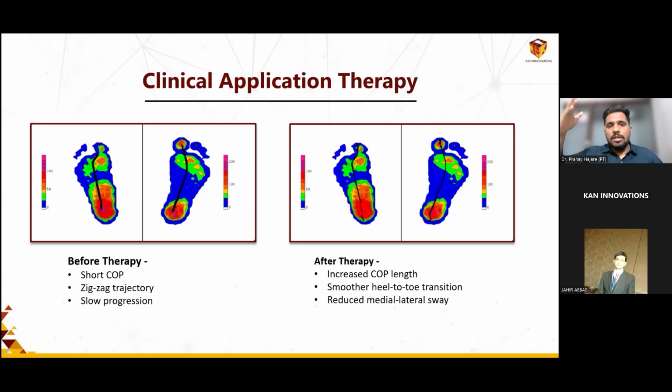The heel to toe transition is much smoother. It is not a broader gait line. It is a thin line over there, and also there is reduced medial lateral sway, because medial lateral sway gives us that zigzag line. So as a child's gait matures, the COP trajectory also matures. At that time we will get a smoother heel to toe transition. Now the progress is measurable. It is not just observable. All these things you can judge with the center of pressure in an objective manner.